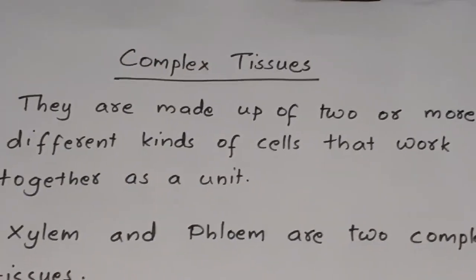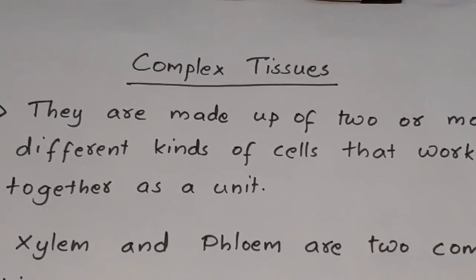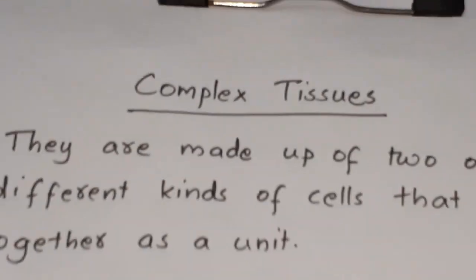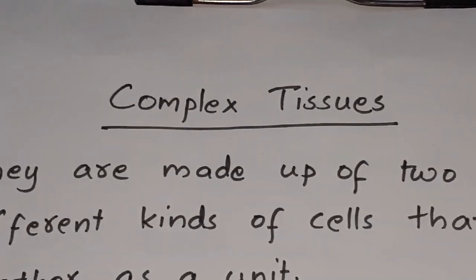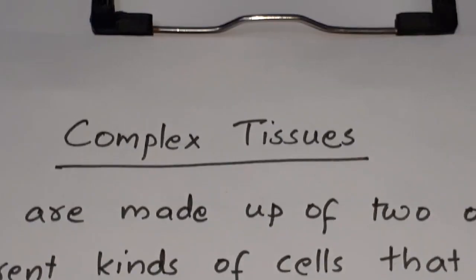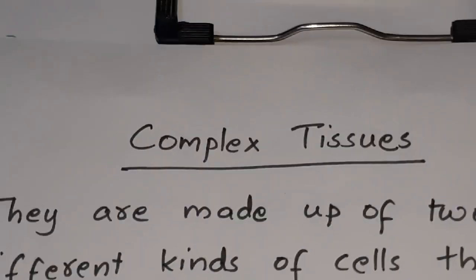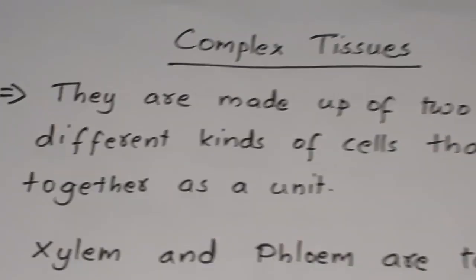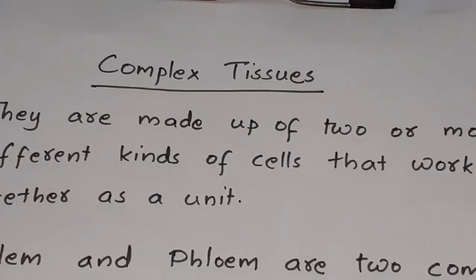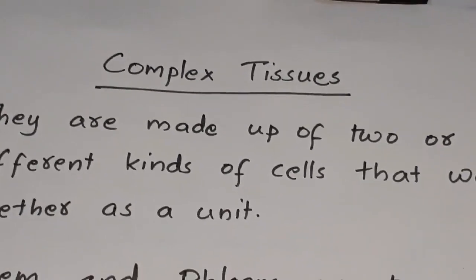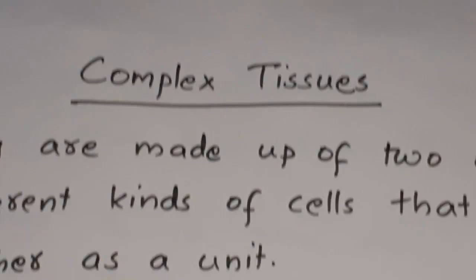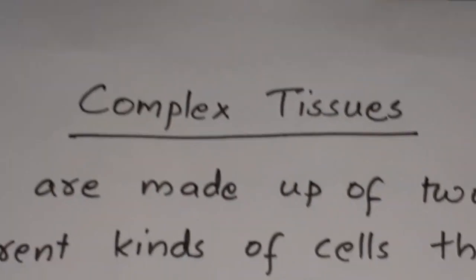So in plants, first we have seen meristematic tissues. We have seen three types of meristematic tissues: apical, lateral, and intercalary. The next type of tissue is permanent tissue. In permanent tissue, we have seen two types: simple tissues and complex tissues. Now we will see the last one, that is complex tissues.